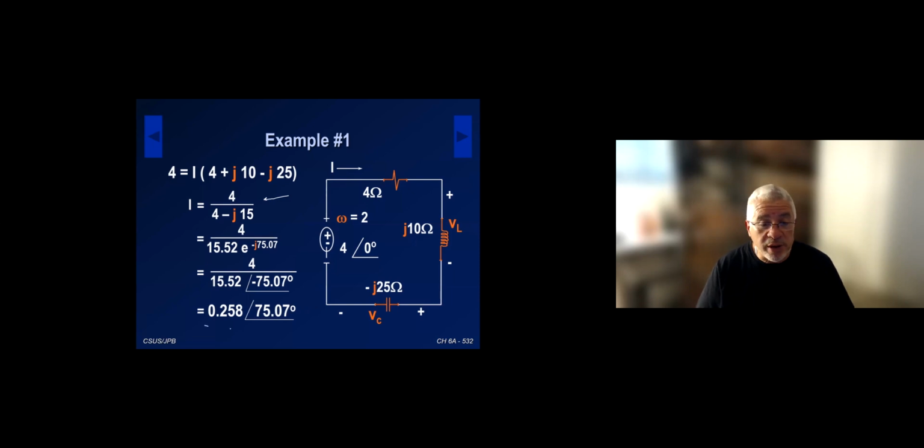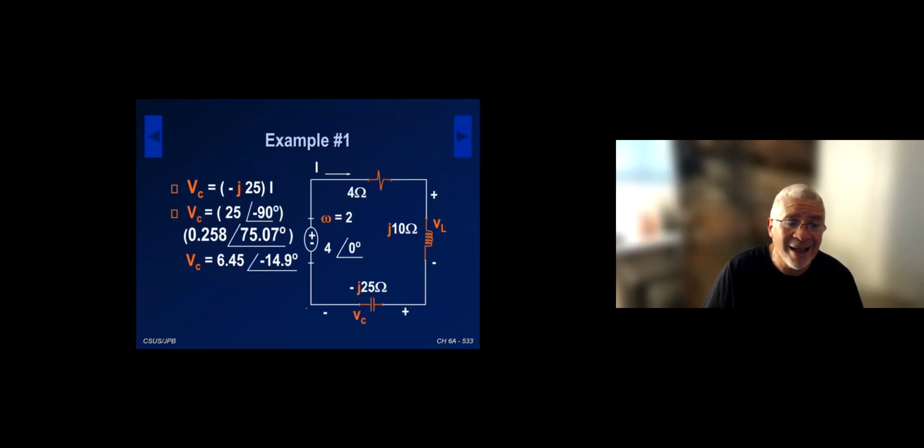So this is the current, magnitude and phase. Again, it's going to take you some doing to get comfortable with this complex arithmetic. Once we get the current, then I can calculate the capacitor voltage, which is the impedance times the current.